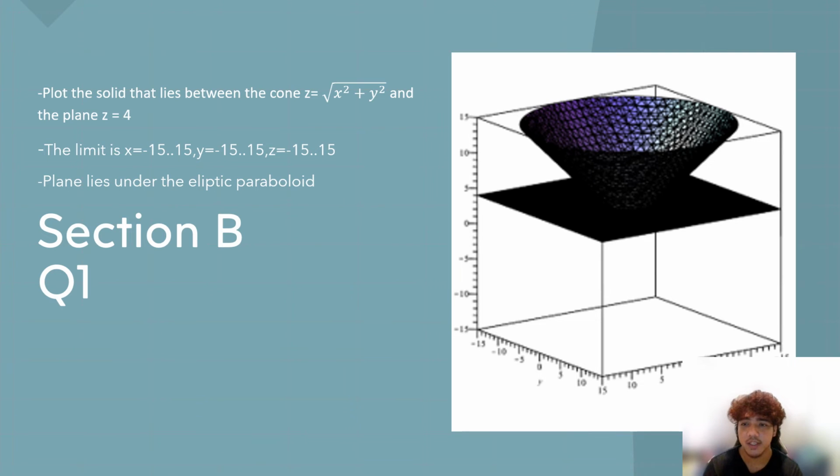Now we move on to section B. Question 1. Plot the solid that lies between the cone z equals square root of x squared plus y squared and the plane z equal to 4. For this question, I also use implicitplot3d in Maple. So I set the limit for x equal to negative 15 to 15, and for y equal to negative 15 to 15, and for z also negative 15 to 15. After the coding process is done, I get the image of the plane lying under the elliptic paraboloid.